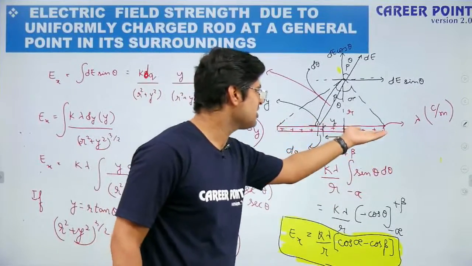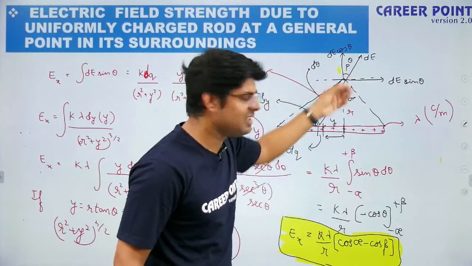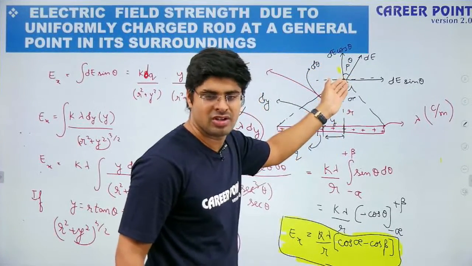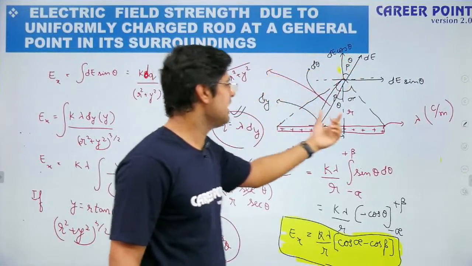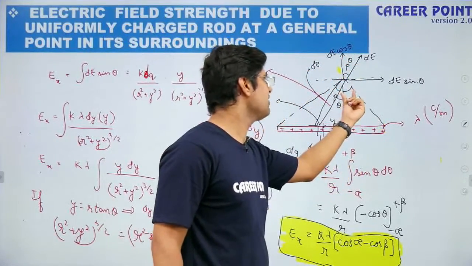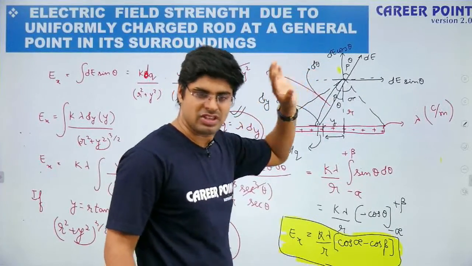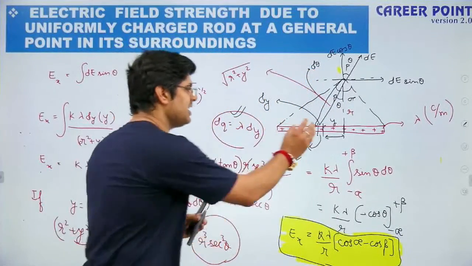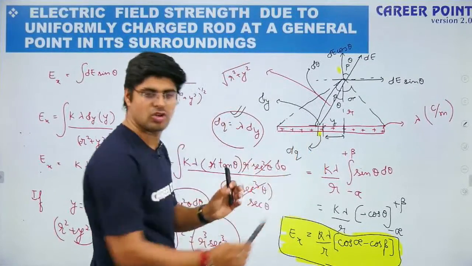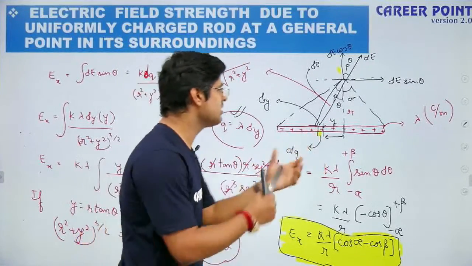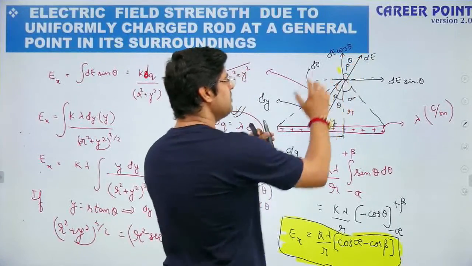Malay, I have taken a charged rod. I have taken a point P randomly at a place. The point P is r distance away from the rod. And how have we taken the orientation of the point P? From the length of the rod, the point P is making angle alpha on the right side and angle beta on the left side. Now what I am doing, I am taking one element on the rod. Let's say I have taken this element. I have written the electric field due to this element, dE at point P.